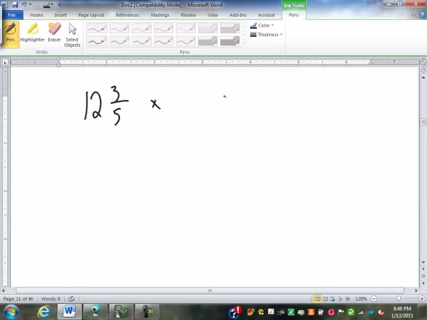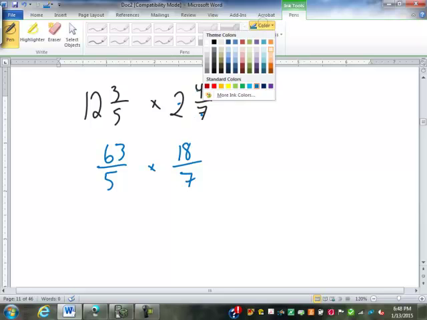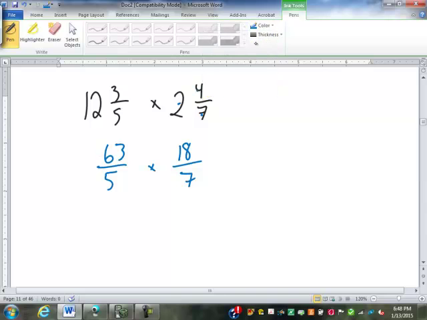12 3/5 times 2 4/7. Tell me what to do. 5 times 12 is 60, plus 3 is 63. Good. 2 times 7 is 14, plus 4 is 18/7. Then what? Can we cross cancel? Say yes. Okay, what can we cross cancel? 63 and the 7. Both can be divided by 7, giving me 1 and 9.